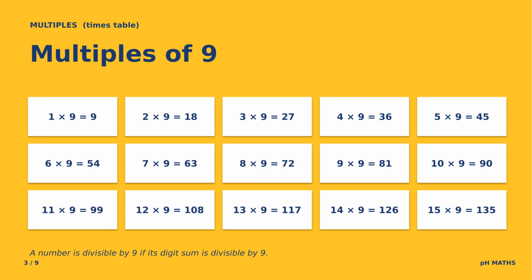Now here's the magic. Every one of those multiples has digits that sum to 9. 18, 1 plus 8 is 9. 27, 2 plus 7 is 9. 36, 3 plus 6 is 9, and so on. The divisibility test for 9: a number divides by 9 if and only if its digit sum is a multiple of 9.